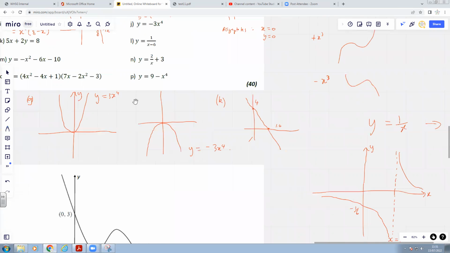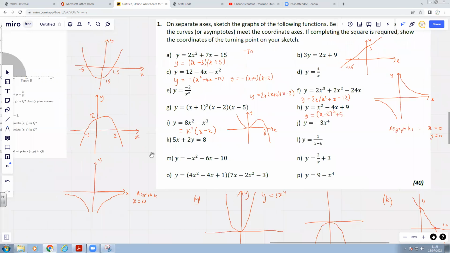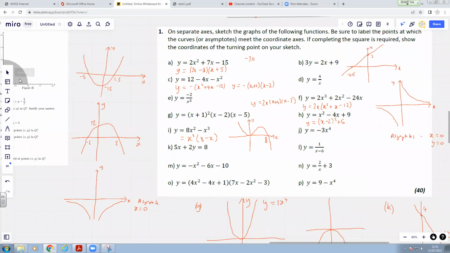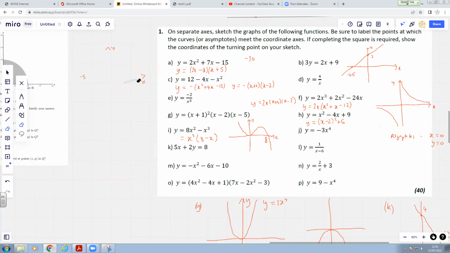Okay, just 4 more to go on this mammoth graph drawing bonanza. Let's see if I can just rub some stuff out. Give myself a bit more space. Quite a long question, this one, it has to be said. Okay, so M. Right, this one, I'd probably take that out first. And then I get a bit upset because I can see that doesn't factorize. Well, let's complete the square.